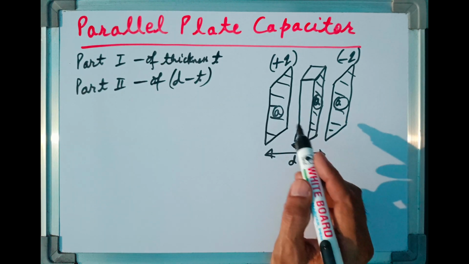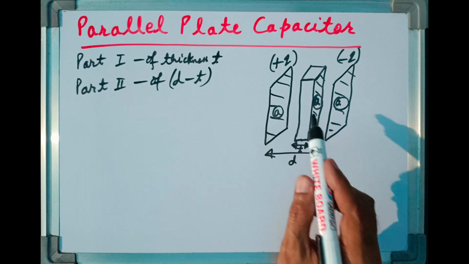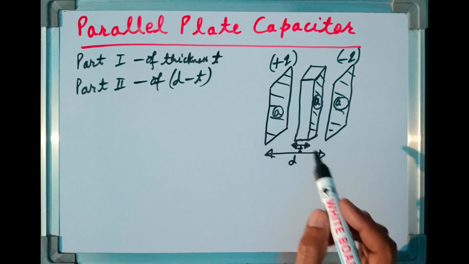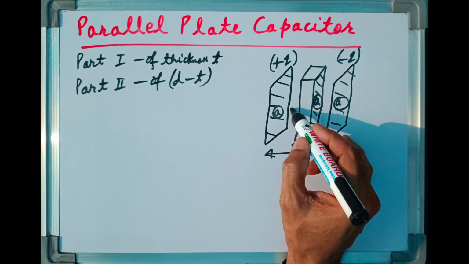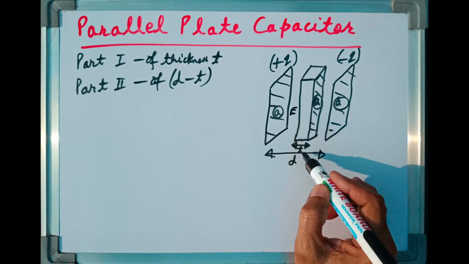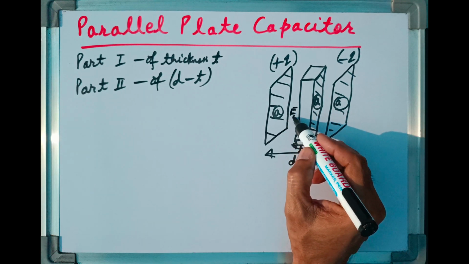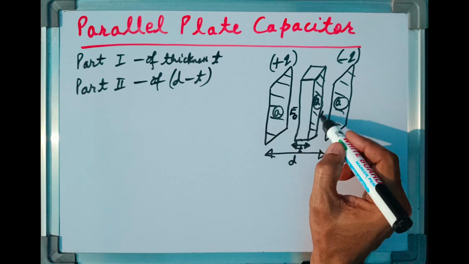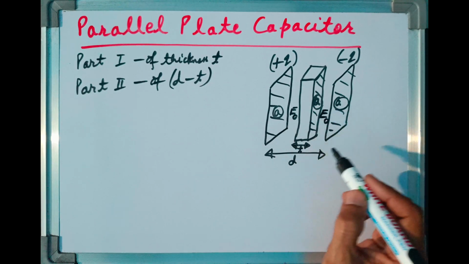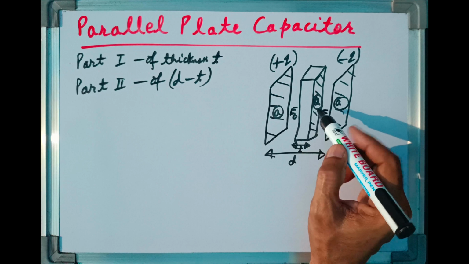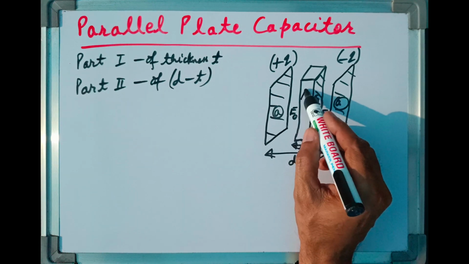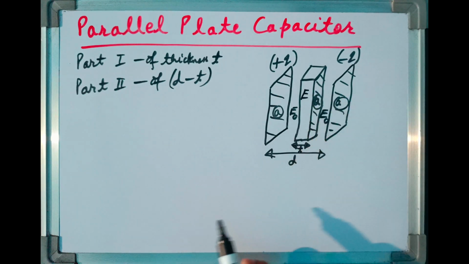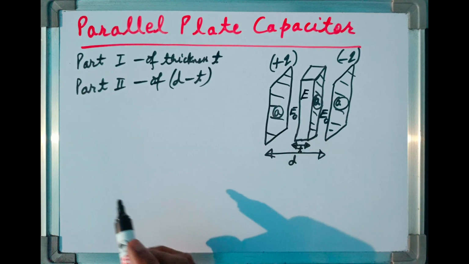And there will be electric field between the two plates because both are equal and oppositely charged. Let me suppose in this space, that is in space d minus t, electric field is E naught. Here also it will be E naught. And inside the dielectric slab, let me suppose electric field is E. Now we have to find the values of these electric fields.